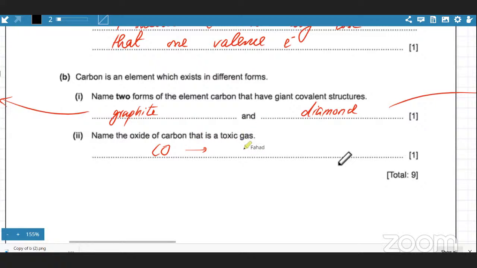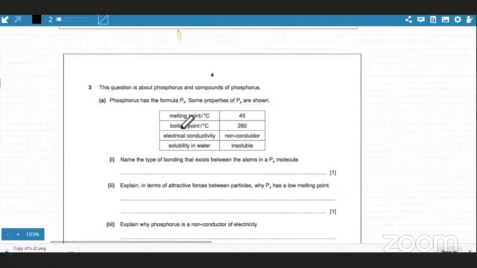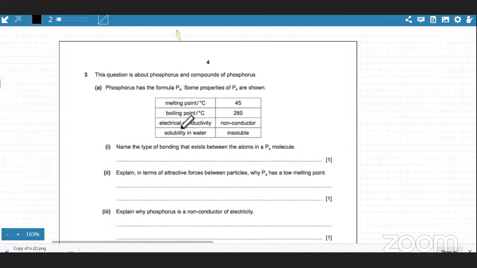But carbon monoxide is toxic, poisonous. It attaches to your red blood cells and causes choking. People can die from carbon monoxide poisoning because it goes and binds with your red blood cells, and the red blood cells are not able to carry oxygen if carbon monoxide is present and you're breathing in carbon monoxide. Let's move to question number 3 now.